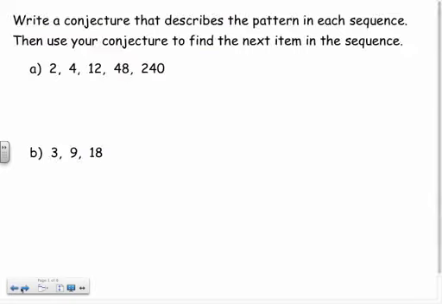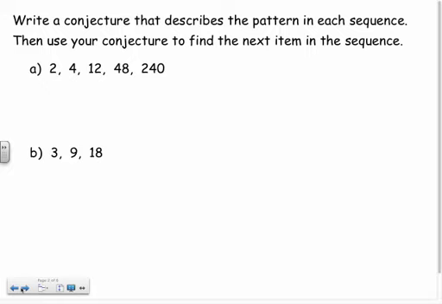Now, let's make sense of this with some examples here. So up top, my directions say write a conjecture that describes the pattern in each sequence. Then use your conjecture to find the next item in the sequence. Okay, now we're not going to write an equation for our sequence like we did last year in algebra. We're just going to describe what happens and then use that conjecture to find the next item.